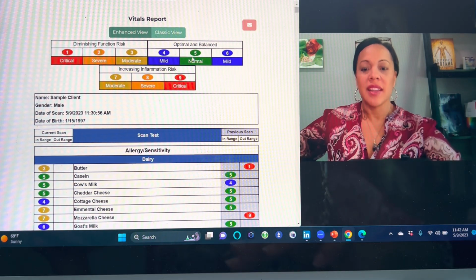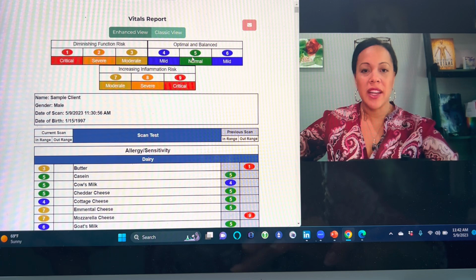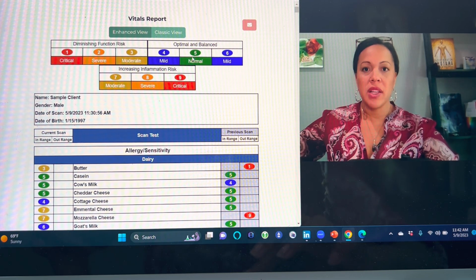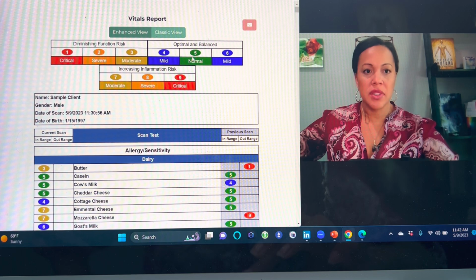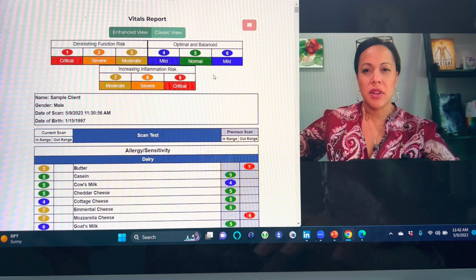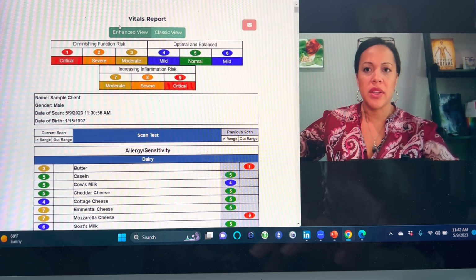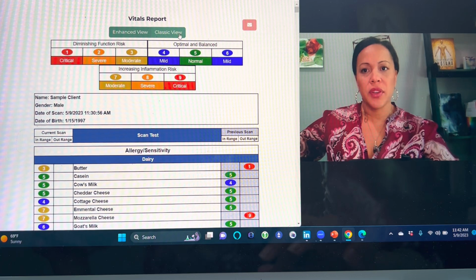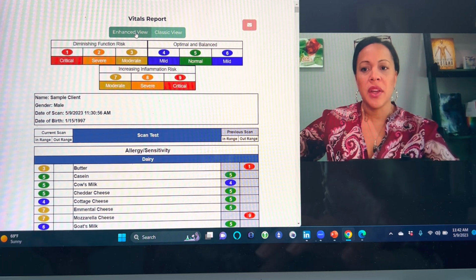Hello again. So this is my simplified explanation of the vitals report. This report is also an awesome tool to have. It gives you several different categories, but just to start off, you have two views. One is the enhanced view, as you can see here, and the other one is the classic view.